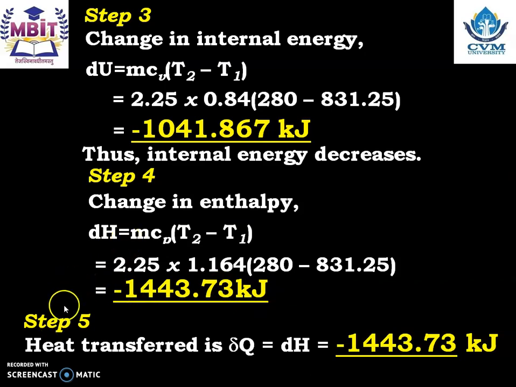And step 5 is heat transferred. For a constant pressure process, we know that delta Q is equal to delta H, which is equal to minus 1443.73 kilojoule. Clear? For a constant pressure process, the equation of delta Q is the same as the equation of delta H. So thus heat is rejected because it is negative.